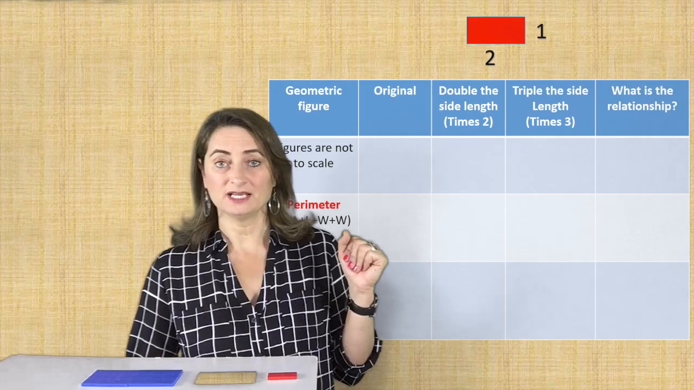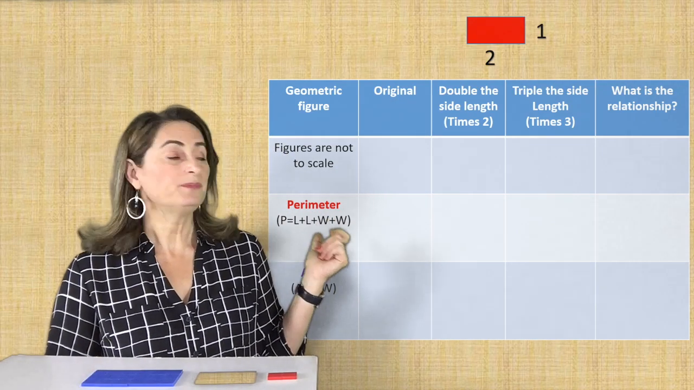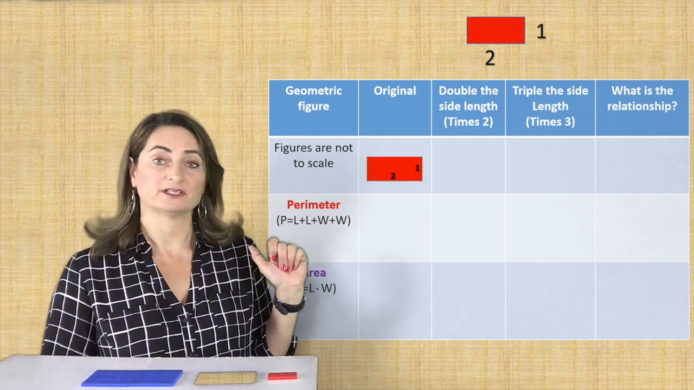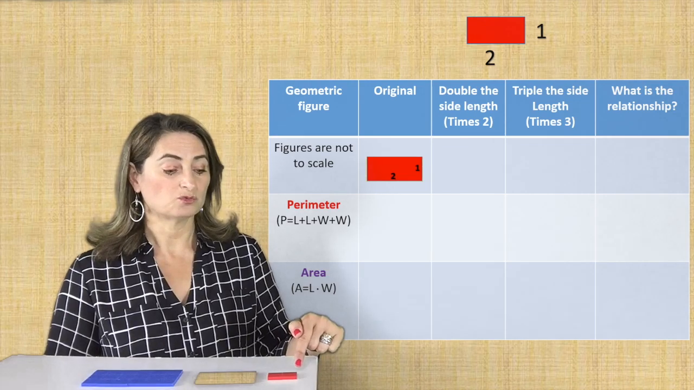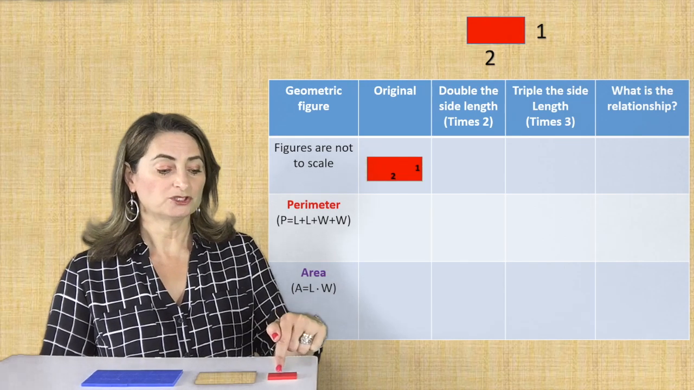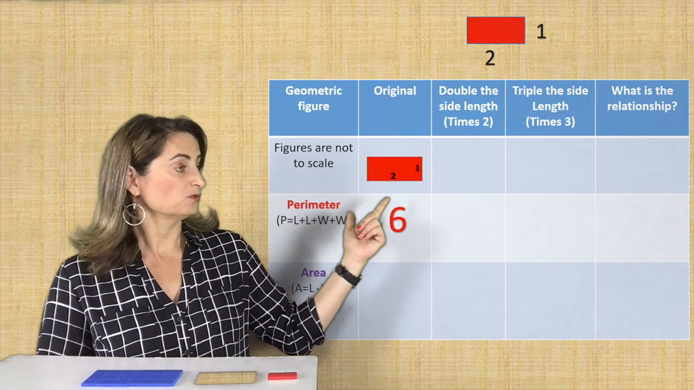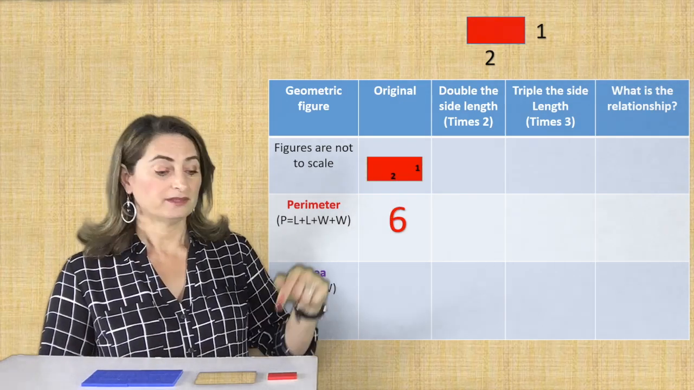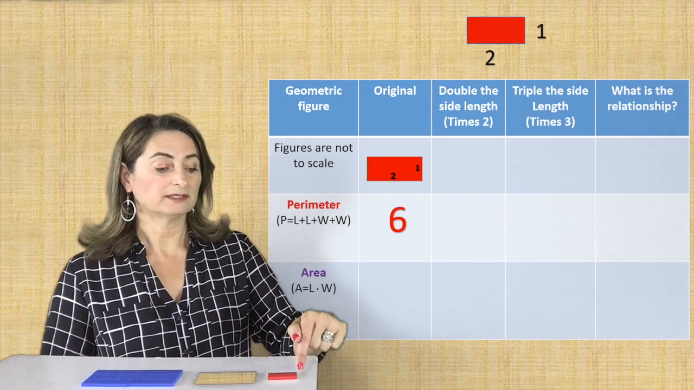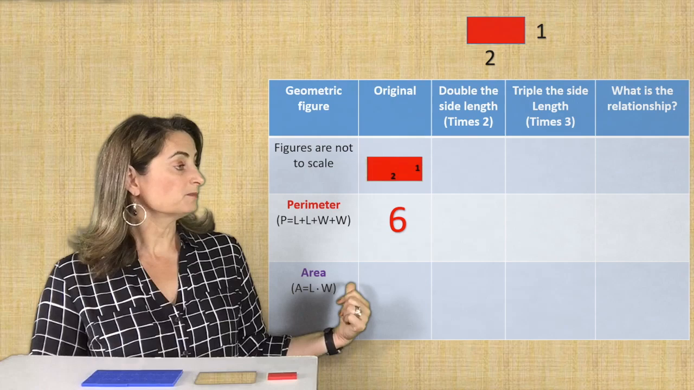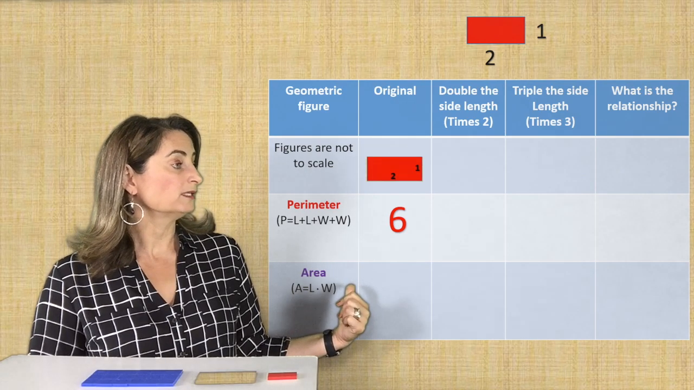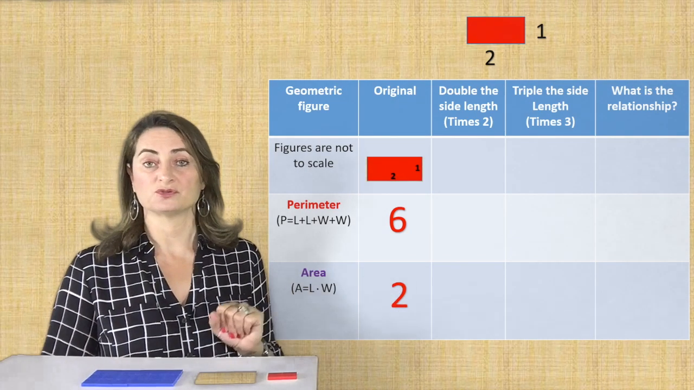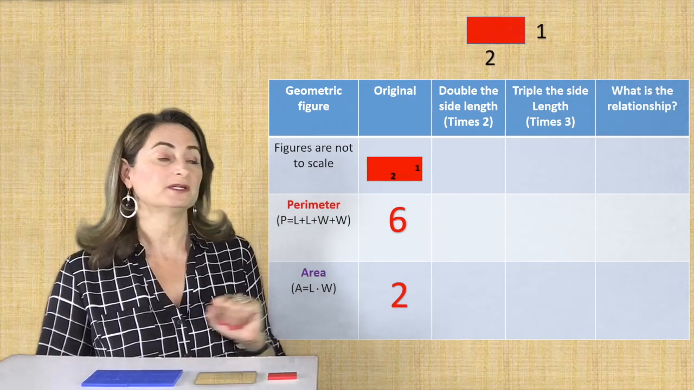Now let's look at this table and find the perimeter of the original figure. Add up all the sides. This side is 1 plus 1 and 2 plus 2 gives you 6. And the area is multiplying the length times width. So multiply the length times width. 1 times 2 equals 2. So the area is 2 and the perimeter is 6.